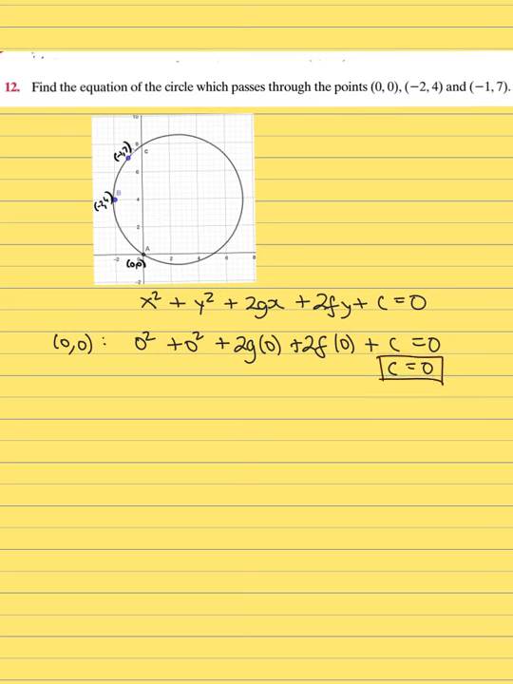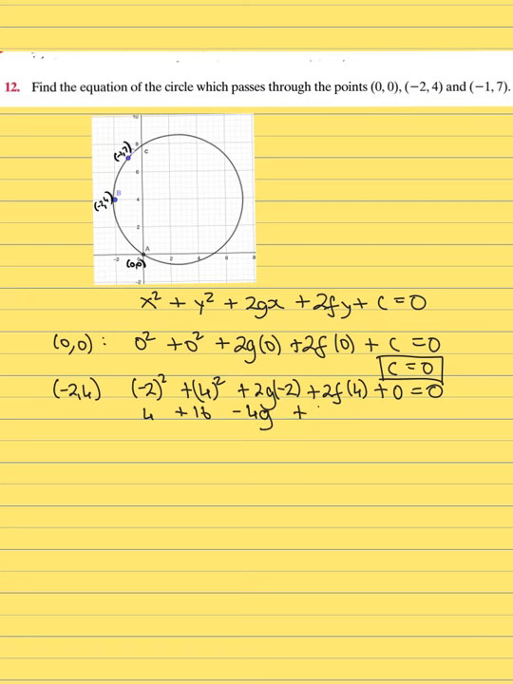We now take the second point, (-2, 4), and we plug that in. So we have (-2) squared plus 4 squared plus 2g times -2 plus 2f times 4 plus c, which is 0, equals 0. And working that out, we get 4 plus 16 minus 4g plus 8f equals 0. In other words, minus 4g plus 8f is equal to minus 20. So we have an equation there in g and f. And we take the third point, being (-1, 7).